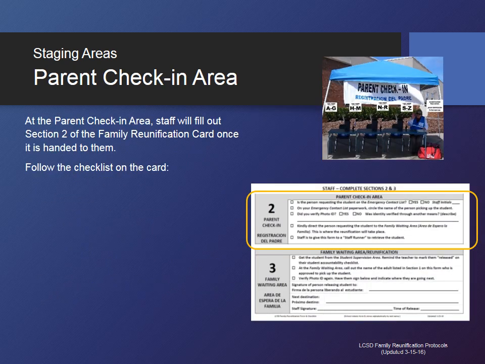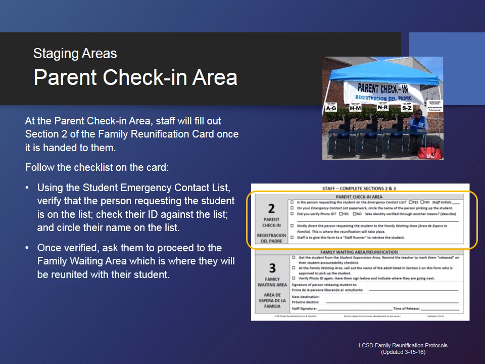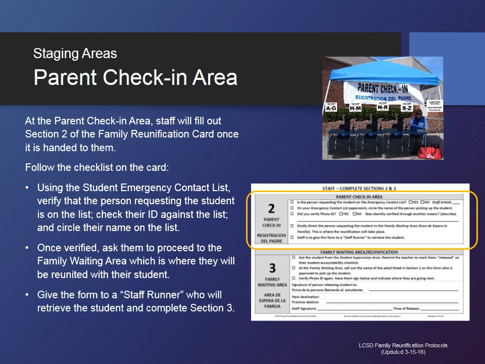At the parent check-in area, staff will fill out Section 2 of the family reunification card once it is handed to them. Follow the checklist on the card. Using the student emergency contact list, verify that the person requesting the student is on the list. Check their ID against the list and circle their name on the list. Once verified, ask them to proceed to the family waiting area, which is where they will be reunited with their student. Give the form to a staff runner who will retrieve the student and complete Section 3.